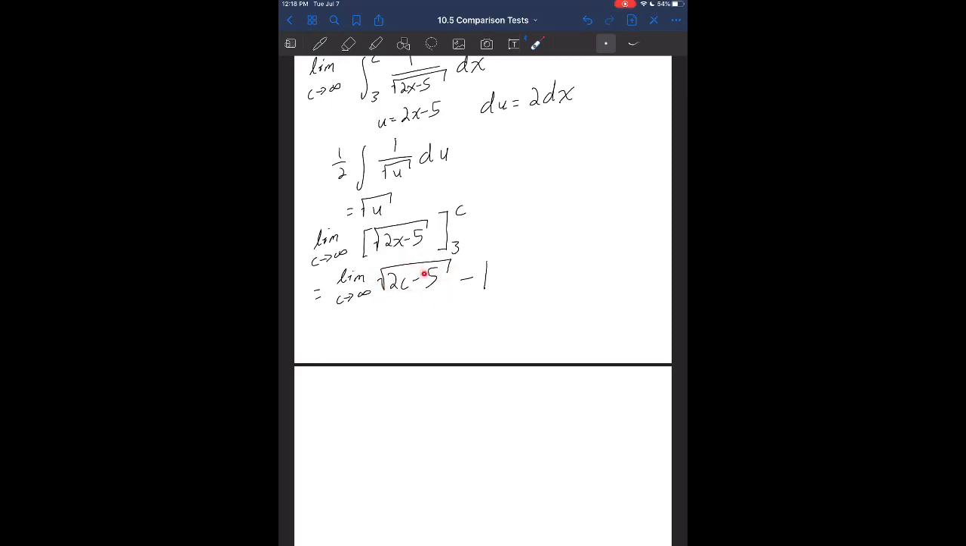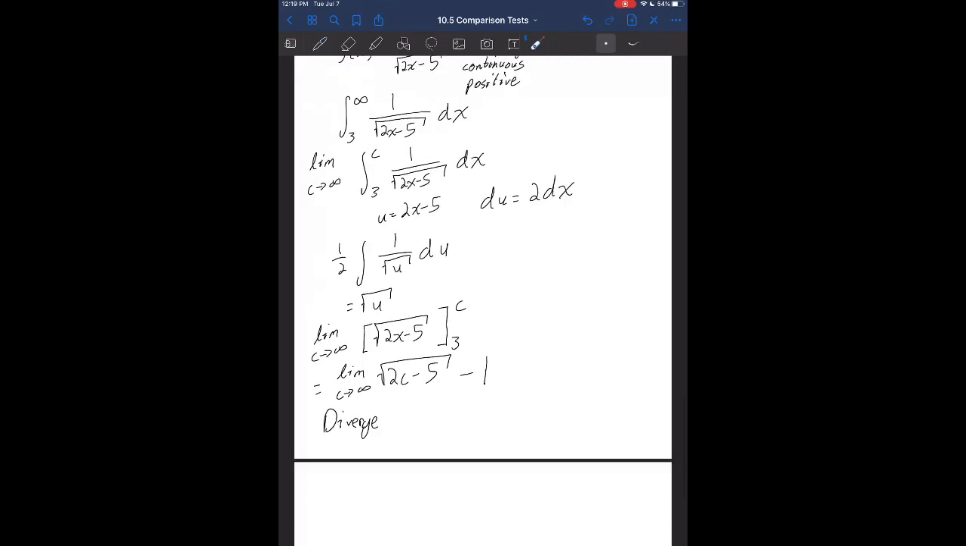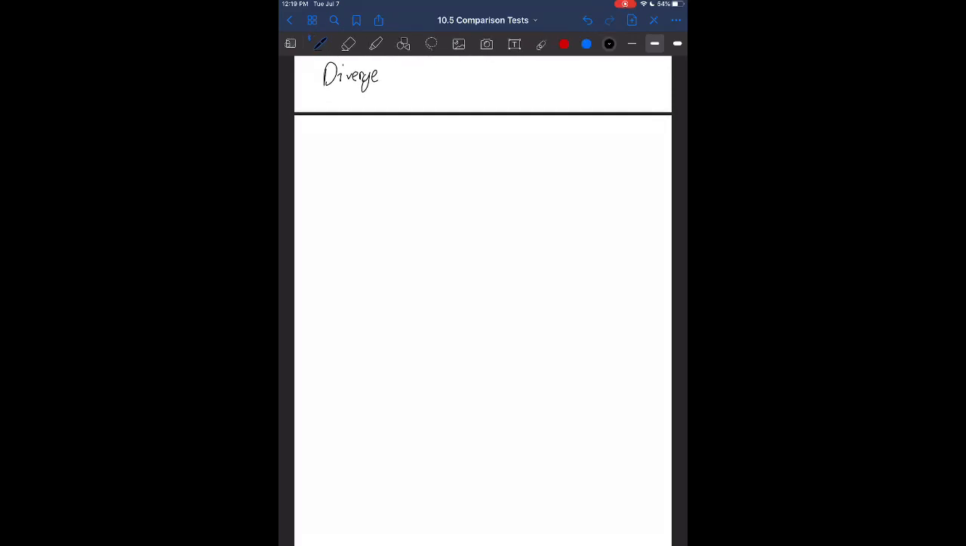This limit right here, as c gets really big, the inside of my square root is going to grow up to infinity, and so I'm taking the square root of something that's going up to infinity, which also goes up to infinity. So in this case, it's going to diverge, both the integral and the series, because that's how the integral test works. So as our intuition suggested, this infinite series is going to diverge.